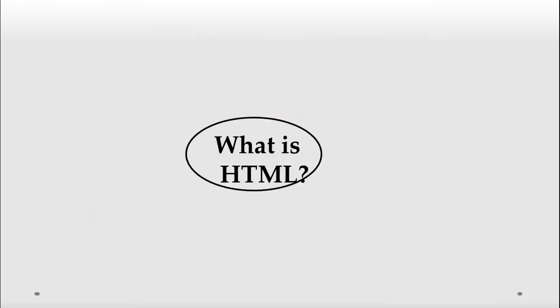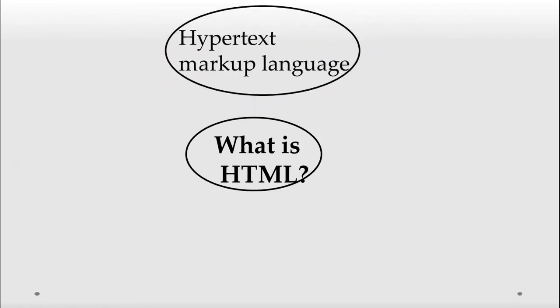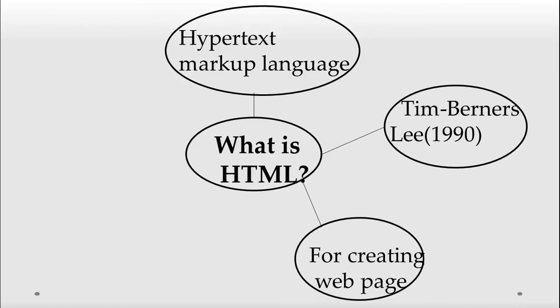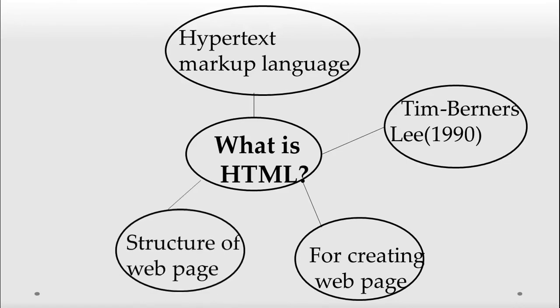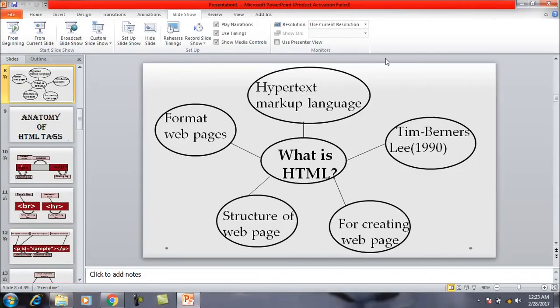Now, what is HTML? HTML stands for Hypertext Markup Language. HTML was first developed by Tim Berners-Lee in 1990. HTML is the standard markup language for creating web pages. HTML describes the structure of web pages using markup. HTML is widely used to format web pages with the help of the different tags available in the HTML language. Now, I am going to explain a basic example of HTML.